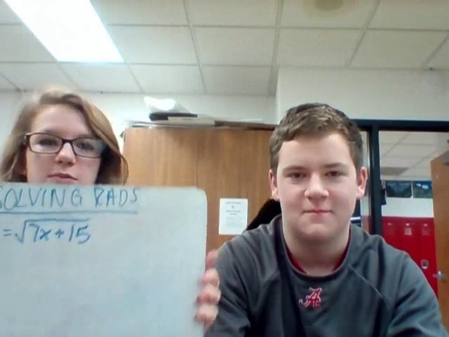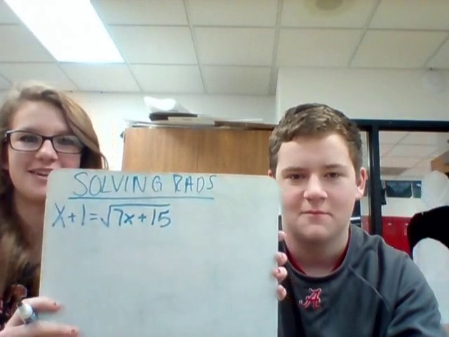So if you start out with this problem right here, you're going to have to square both sides to get rid of this square root, and so that cancels out, and so you have x plus 1 squared equals 7x plus 15. Okay.